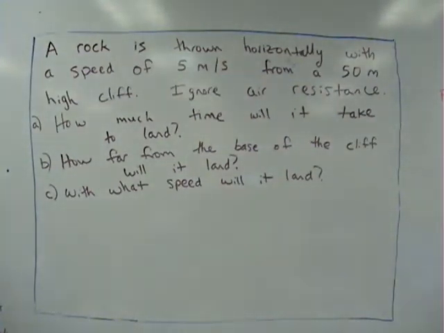It says, a rock is thrown horizontally with a speed of 5 meters per second from a 50-meter high cliff. Ignore air resistance. How much time will it take to land? How far from the base of the cliff will it land? And with what speed will it land?